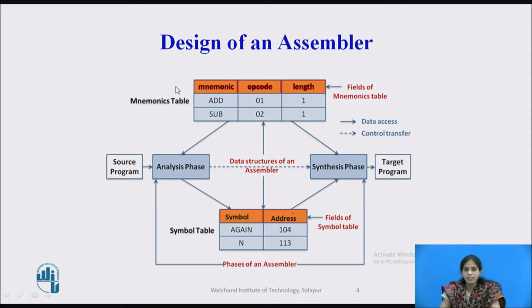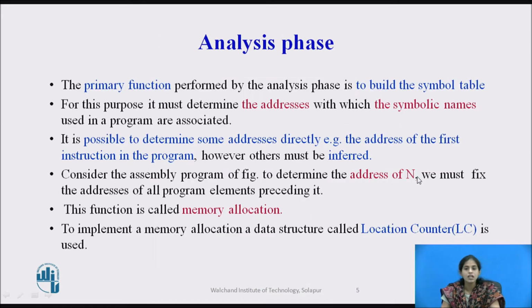The other data structure used in the design of the assembler is the mnemonic table. There are 3 fields, mnemonic, opcode and length. So these are the 3 fields of the mnemonic table. The mnemonic table and the symbol table are the 2 data structures of the assembler, and the analysis phase and synthesis phase are the 2 phases of an assembler. The input given is the source program to the analysis phase, and the synthesis phase generates the target program.